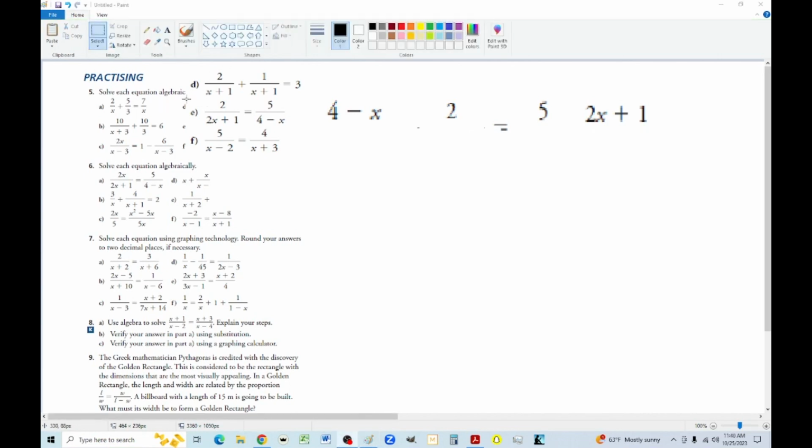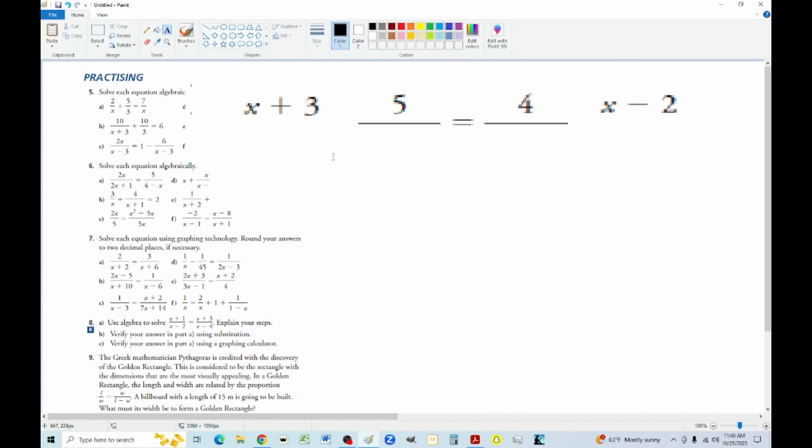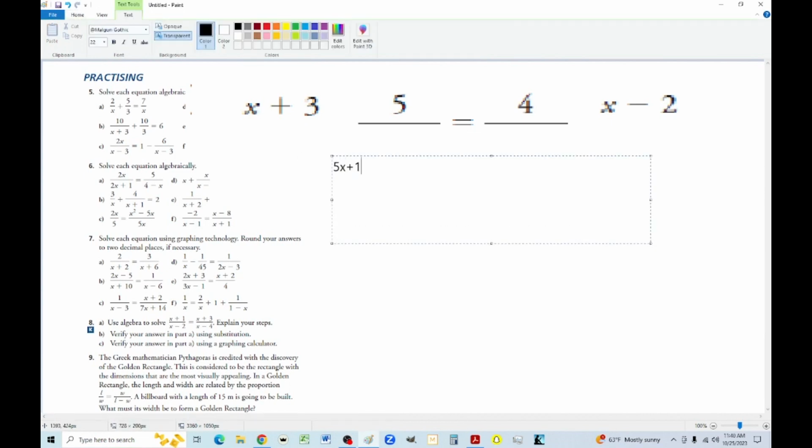Okay, continuing on for the last one, I think. And same thing, we've got a cross multiplication going on. Like that. When I multiply x plus 3 times 5, I get 5x plus 15 is equal to 4x minus 8. And when I get the x to one side and the 15 to the other side, I get x is equal to minus 23. So that's the only possible solution.